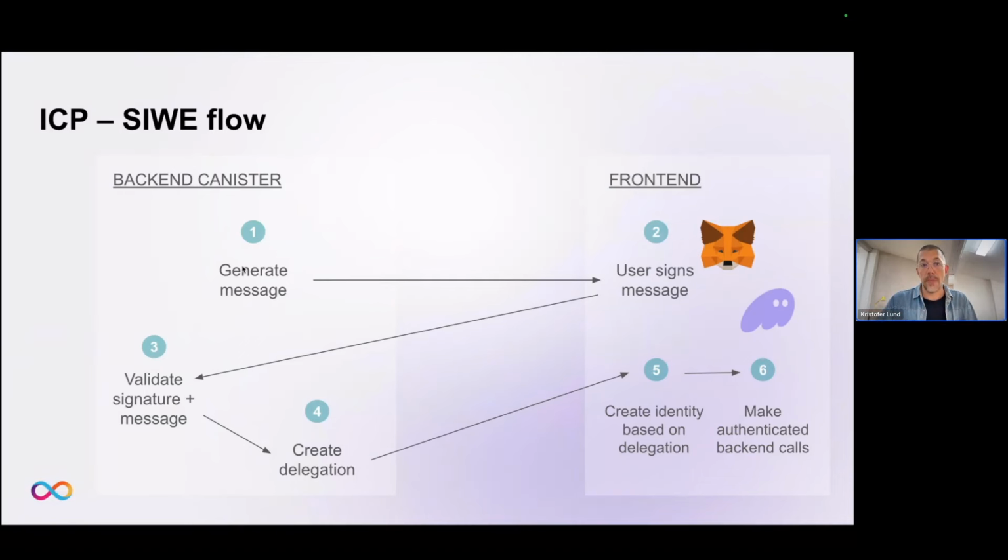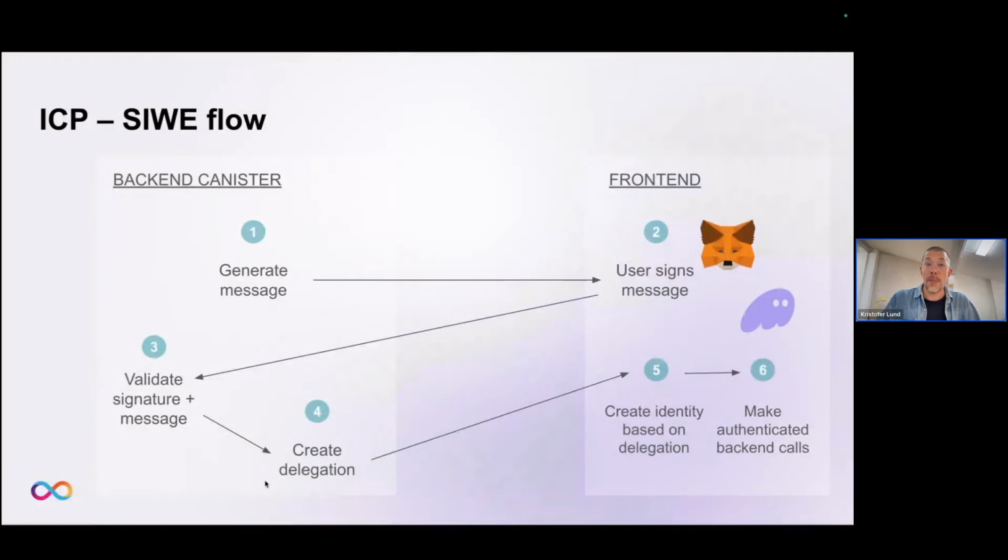So first we generate a message in the backend canister, same as with a Web 2 backend. The user signs the message. It's sent back to the backend canister to validate the signature against the message. And so from here on, the steps differ a little bit.